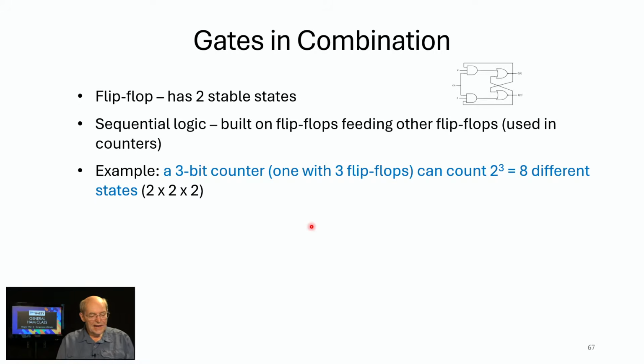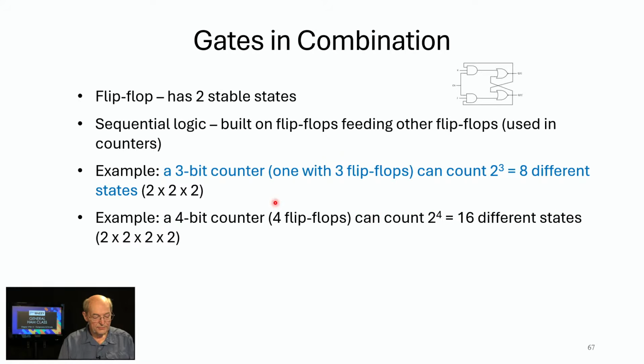So a 3-bit counter, we're going to start doing something with this now. A 3-bit counter means one that has 3 flip-flops connected, and I'll show you a picture of that coming up, can count 2 to the 3rd power or 8 different states. It's 2 times 2 times 2. Might not connect yet, but it will in a second, I hope. What about a 4-bit counter? Well, that's going to be 2 times 2 times 2 times 2, or 2 to the 4th. 16 different states are possible.